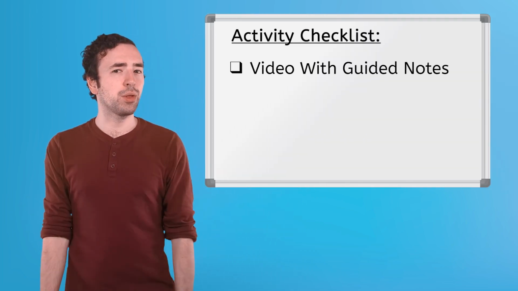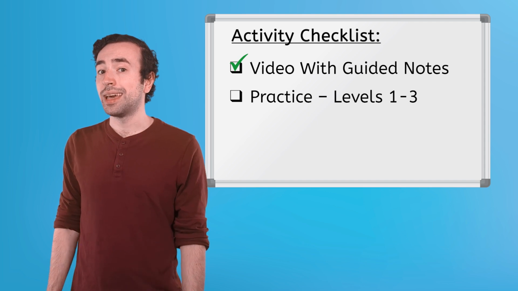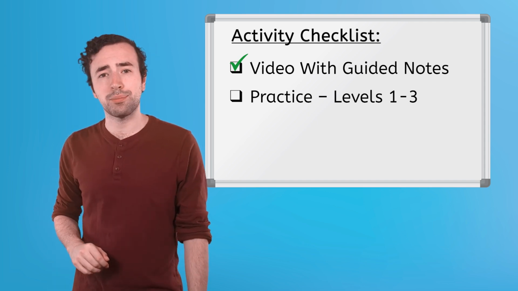Understanding probability can help you make informed decisions from all sorts of data, whether you're deciding how to play a game, choosing how to spend your time, or even predicting outcomes in everyday life. Once you finish up the guided notes that go along with this video, you'll have a chance to practice working with more data in levels 1 through 3 in the online practice.